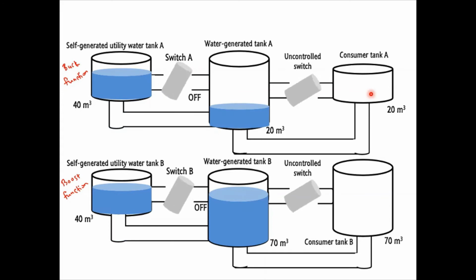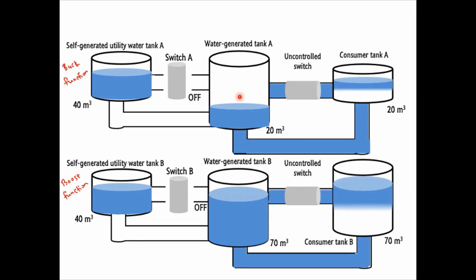As you can see, when both switch A and B are turned off, the consumer tanks are only connected to the water generated tanks. The water generated tanks will be the sole water supply to the consumers. That's why the water generated tanks need to generate water equal to the consumer's demand.